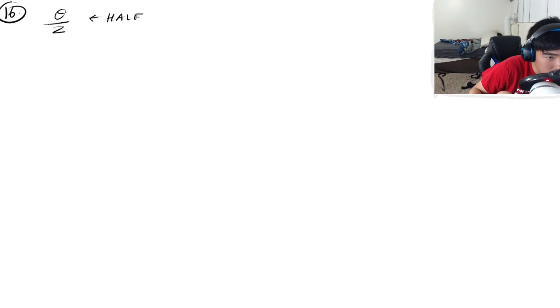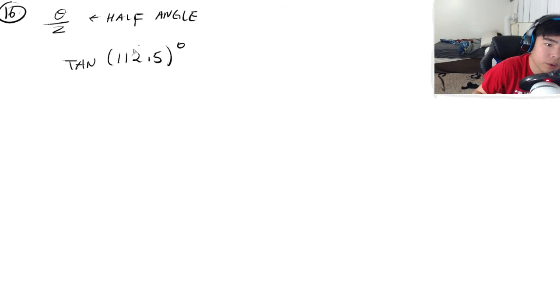16. Use the half angle formula. So that'll be like x over 2, or like theta over 2, right? That's half angle. To find the tangent of 112.5 degrees.